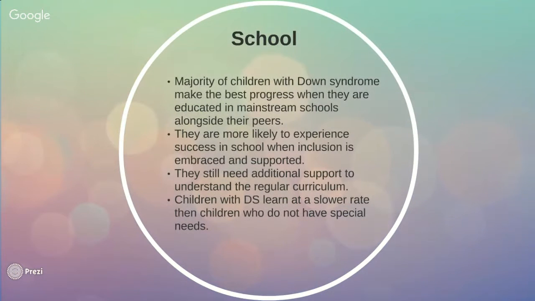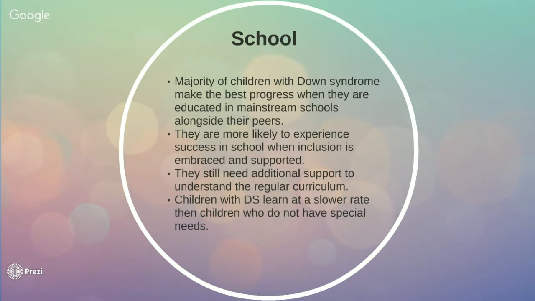School. The majority of children with Down syndrome make the best progress when they are educated in a mainstream school alongside their peers rather than being in a school with other children like themselves. They are likely to experience success in school when inclusion is embraced and supported. They still need additional support to understand the regular curriculum.